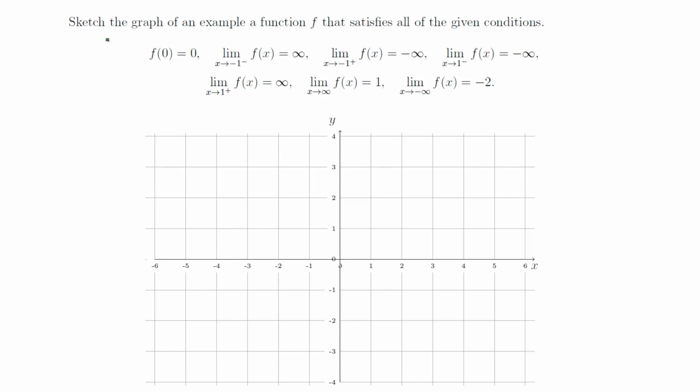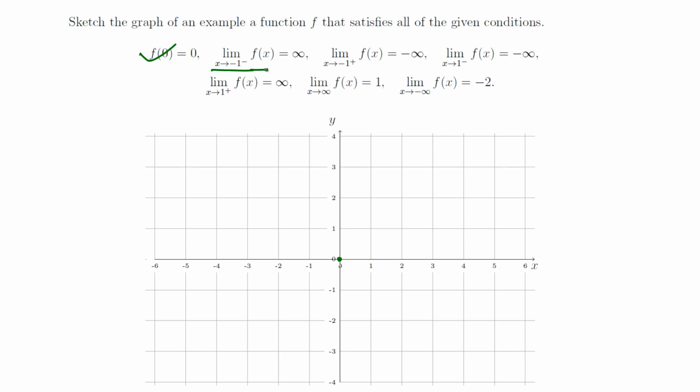We need to sketch the graph of an example function f that satisfies these conditions. Let's go one by one. First, f at 0 equals 0. That means the graph passes through (0, 0), the origin here. Okay, this is done.